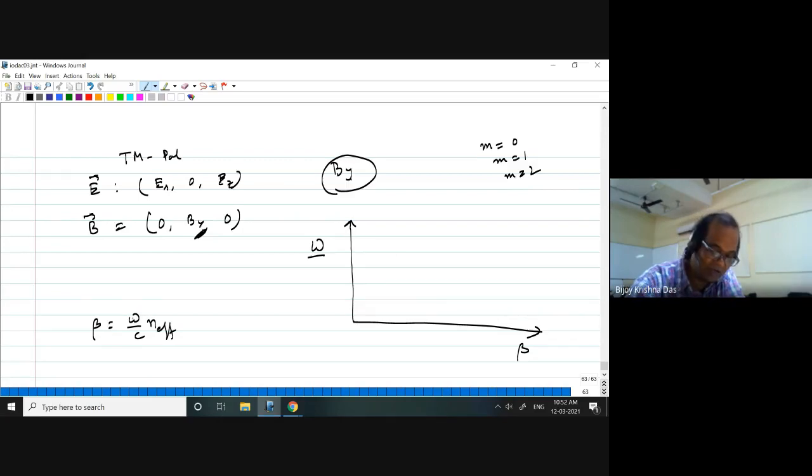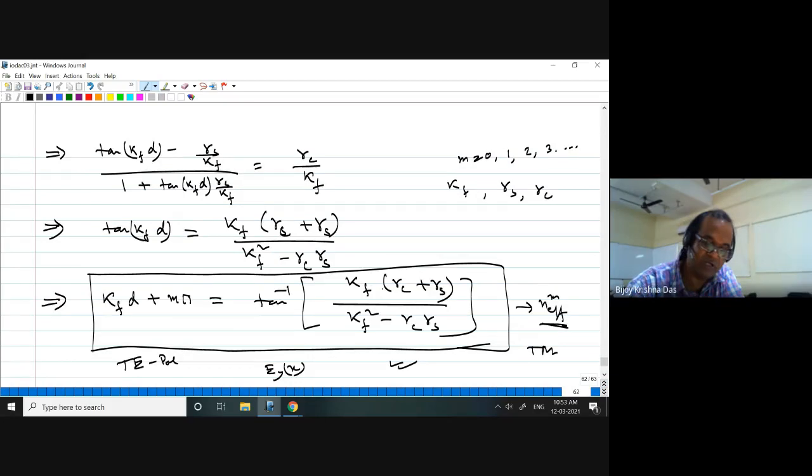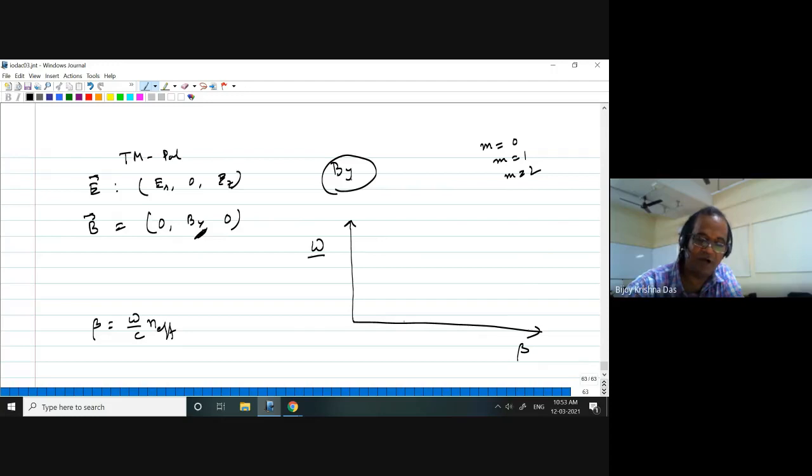For a given omega, I want to find out n effective, and then I will get one value. I vary omega again. I will use the same equation, because all these involve omega, c and n effective, either nf, ns or nc. So for a given m value, I can get one solution for n effective for a given omega. And for that m, if I vary omega, I'll be getting an omega beta curve. Any question?